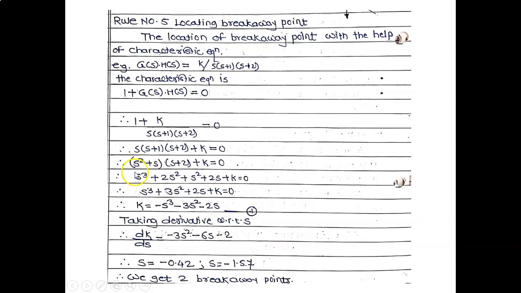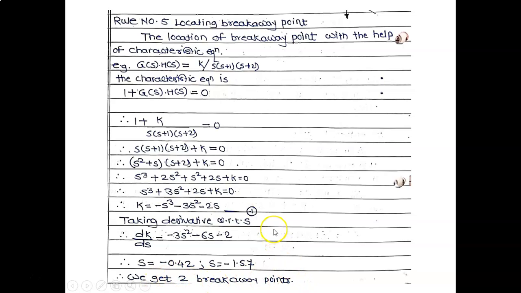Therefore, by multiplication, we get s cube + 2s square + s square + 2s + K = 0. Therefore, s cube + 3s square + 2s + K = 0, so K = -s cube - 3s square - 2s. This is equation 1. Now, taking the derivative of K with respect to s, dK/ds = 0, we get -3s square - 6s - 2 = 0. Solving this quadratic equation, we get s = -0.42 and s = -1.57. Therefore, we get 2 breakaway points.